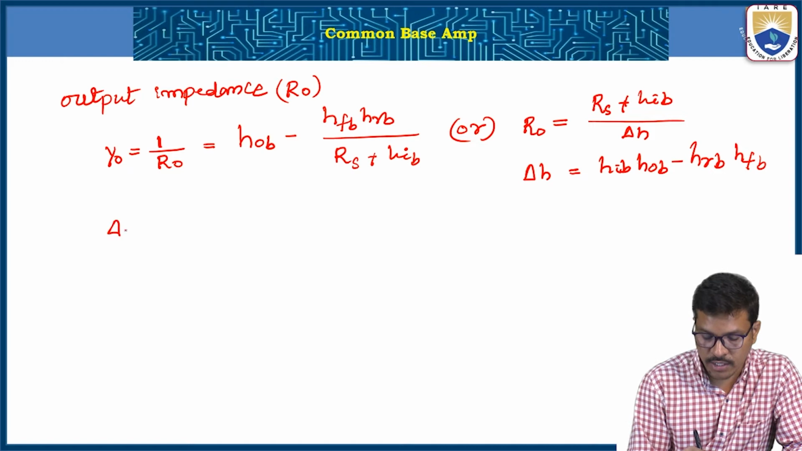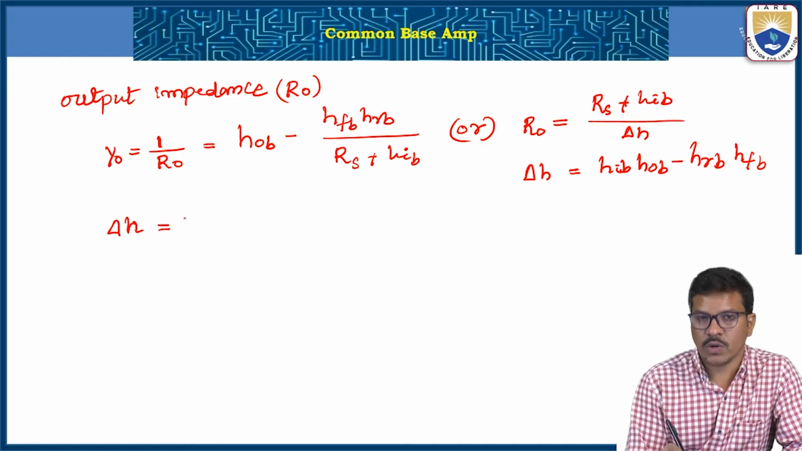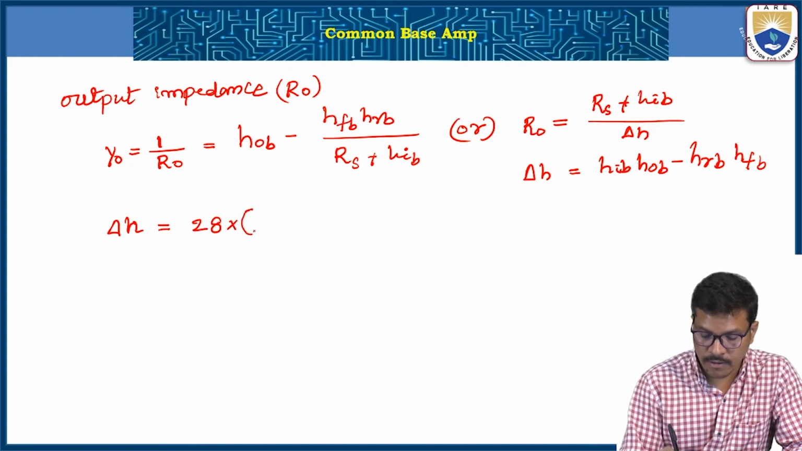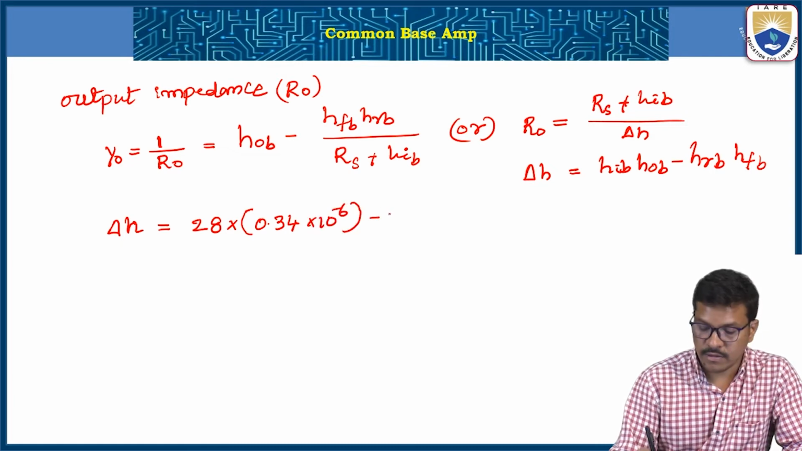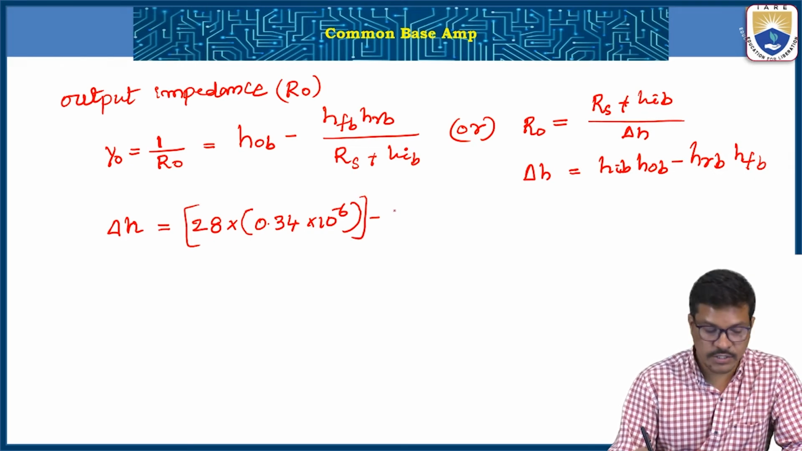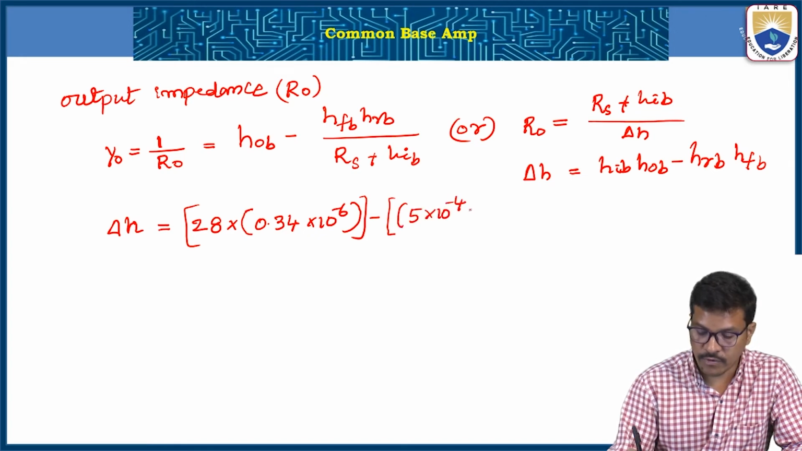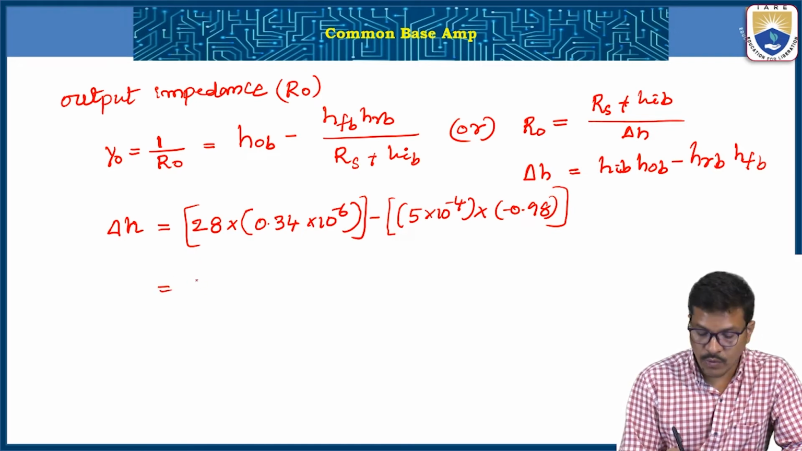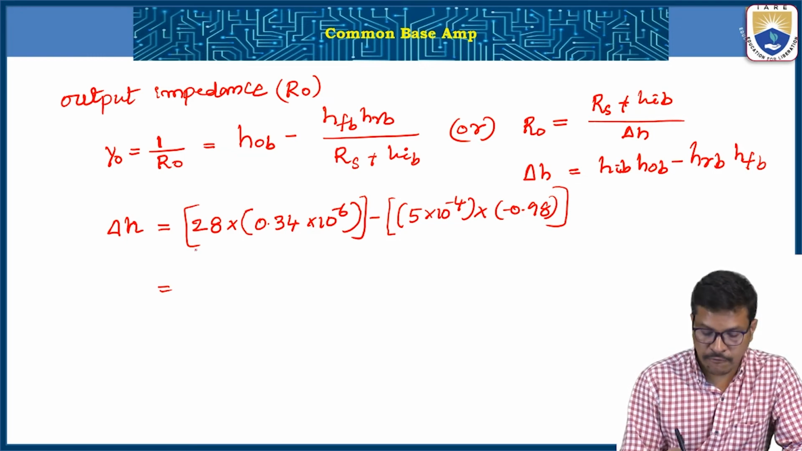So now I am finding delta H, which is equal to HIB, the input impedance in common base, 28, and HOB 0.34 × 10^-6, minus HRB 5 × 10^-4 into 0.98. You will get approximately 5 × 10^-4.